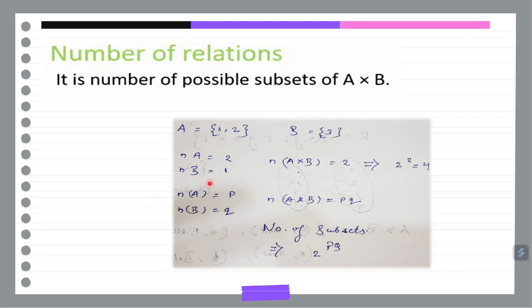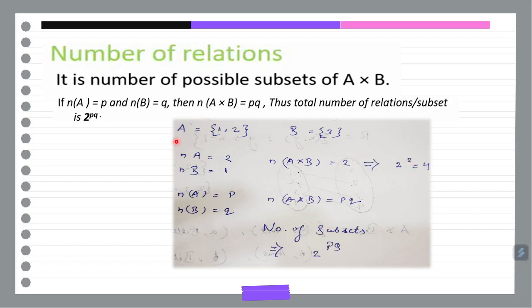If we generalize the formula, the number of elements of A is P and the number of elements of B is Q. So the number of elements of A cross B is P into Q. So the number of subsets is equal to 2 to the power PQ, which is 2 to the power 2, equal to 4. We conclude that if the number of elements of A is P and of B is Q, then the number of elements of A cross B is PQ. Thus, the total number of relations by subset is 2 to the power PQ, which is 4.